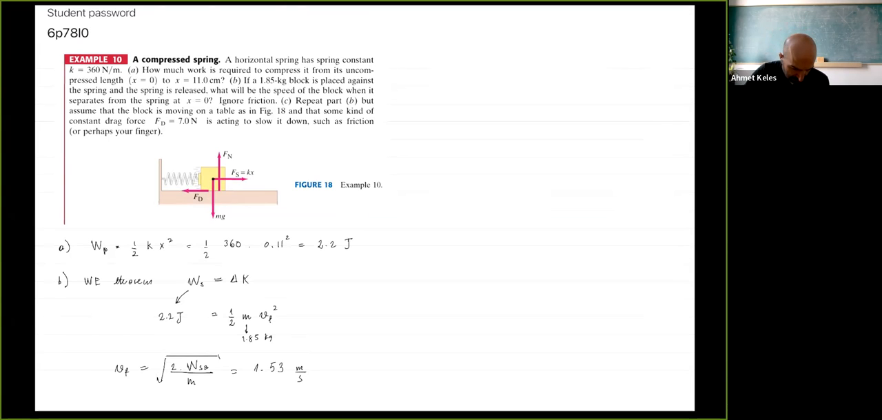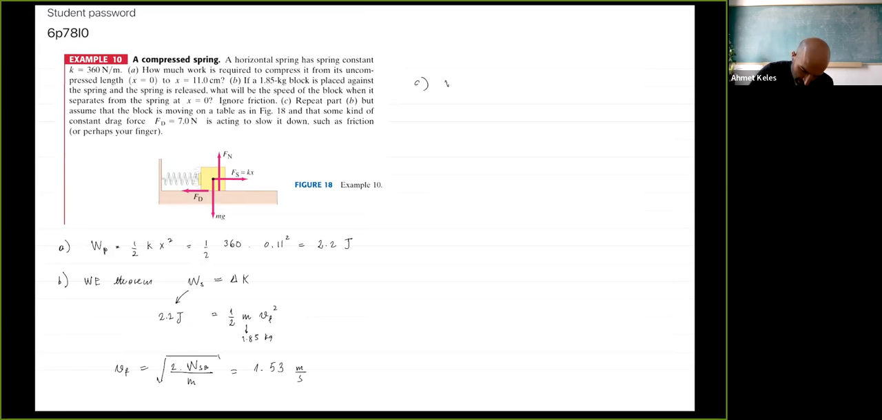So C, repeat part B, but assume that the block is moving on a table as in figure 18, and that some kind of constant drag force, F_d of 7 Newton, is acting to slow it down, such as friction or a parallel surface finger. So we are supposed to solve exactly the same problem, but now there's a drag force. And for that, I need to calculate C.